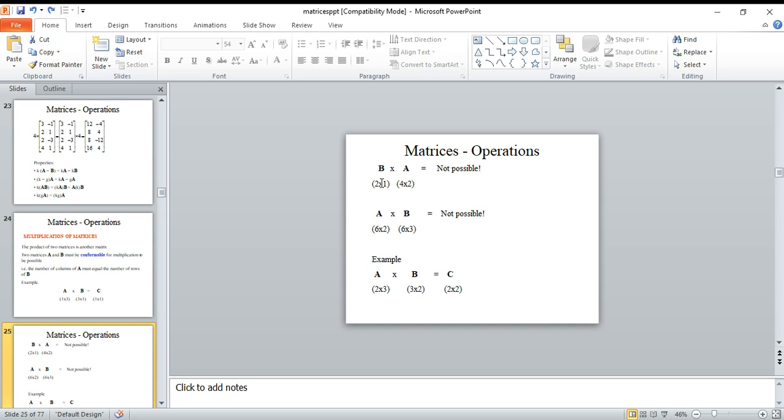Second example, A cross B, A multiply B. The A matrix is 6 by 2 and the B matrix is 6 by 3. This is not possible because the first matrix columns, 2, are not equal to the second matrix rows, 6. Another example: A into B, where the A matrix has 3 columns and the B matrix has 3 rows. It is applicable, since the first matrix column is equal to the second matrix row.